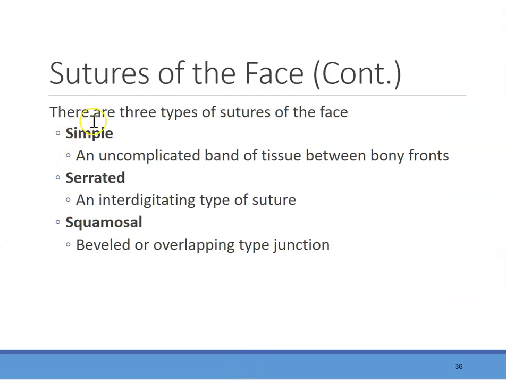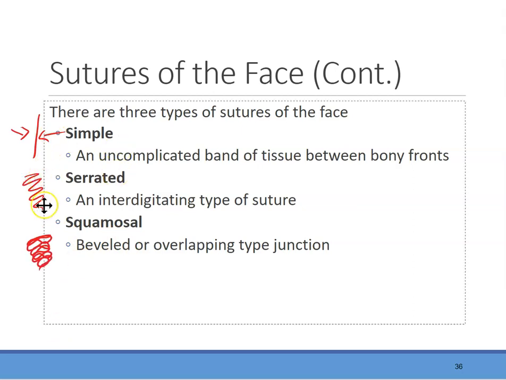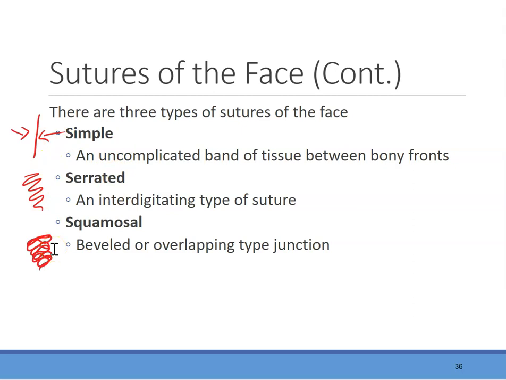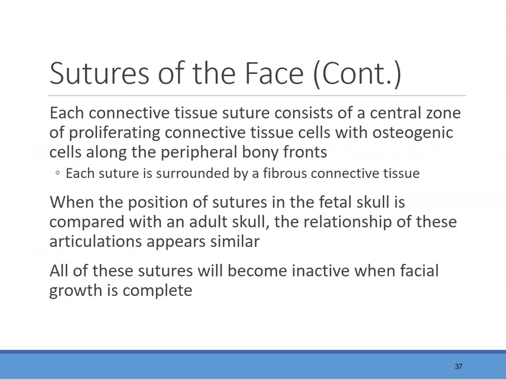There are three types of sutures: simple, serrated, and squamosal. Simple is when the bone fuses together and makes a simple line. Serrated is when you have a line that looks kind of zigzaggy. And squamosal is when you have overlapping lines, so it's like overlapping sutures. So simple, serrated, and squamosal are the different types of sutures we see on the face of an embryo.